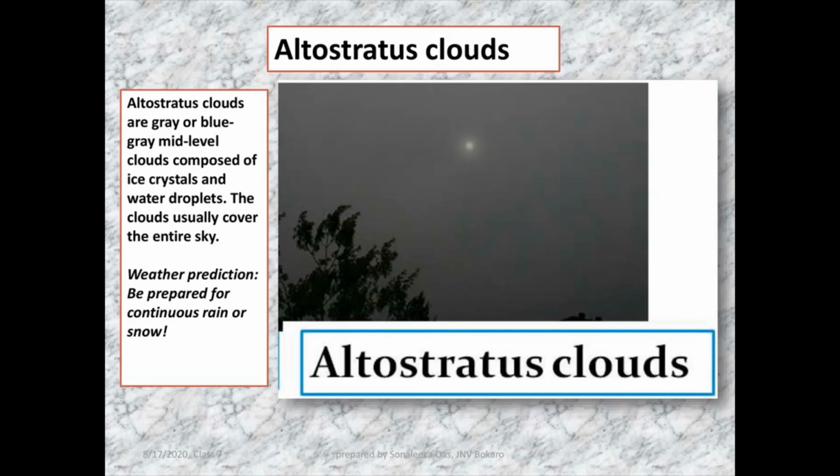Altostratus clouds are gray or blue-gray mid-level clouds composed of ice crystals and water droplets. These clouds usually cover the entire sky, and if we see altostratus clouds in the sky, it means we have to be prepared for a continuous rainfall or snowfall.